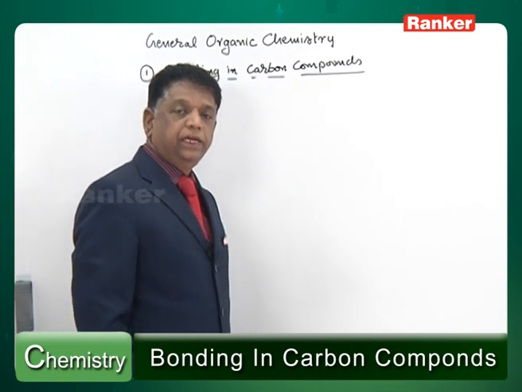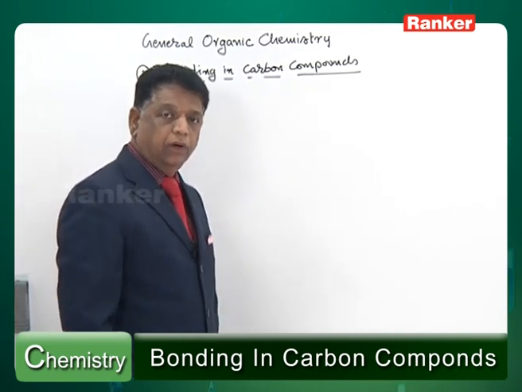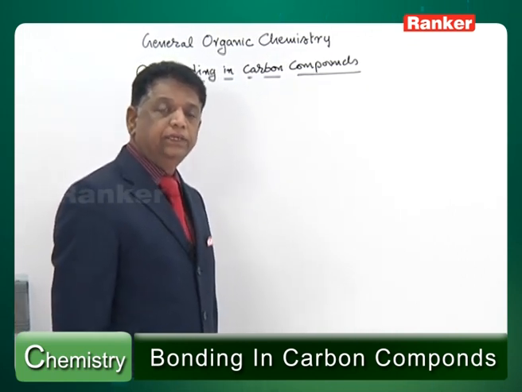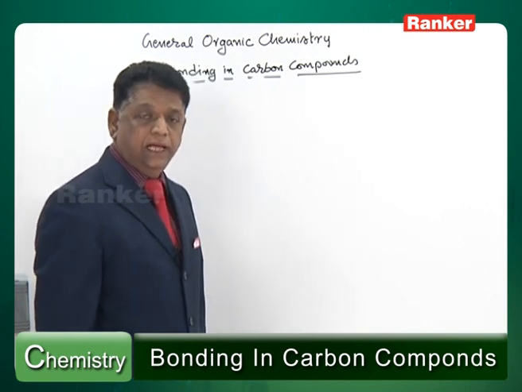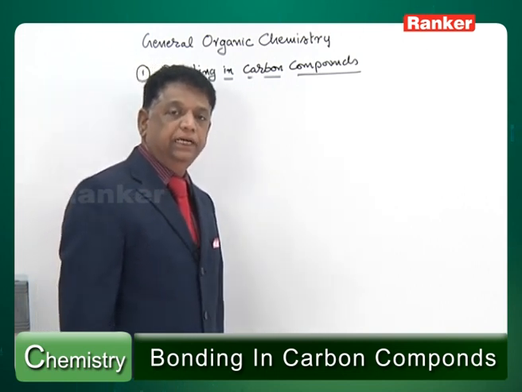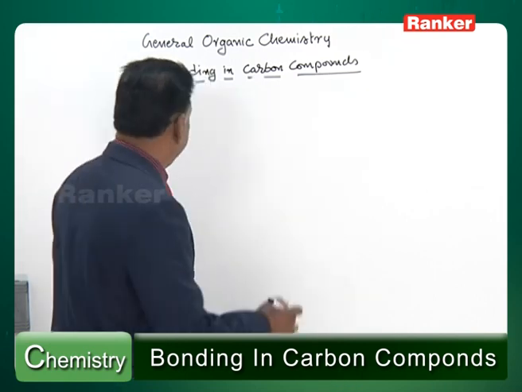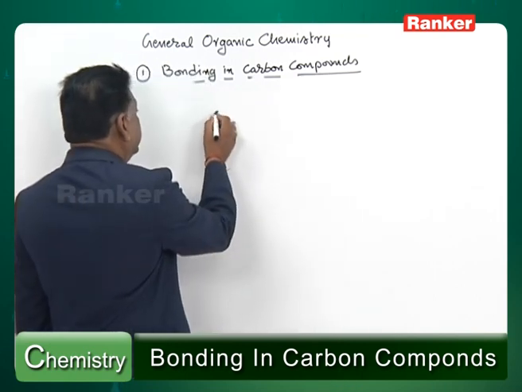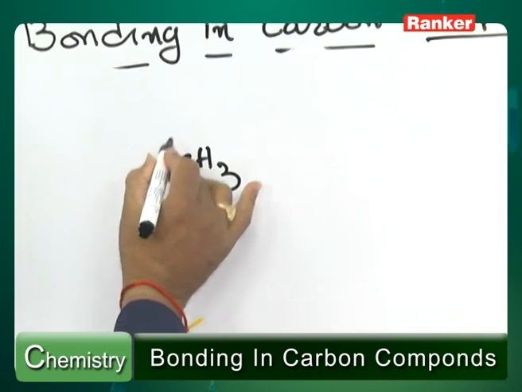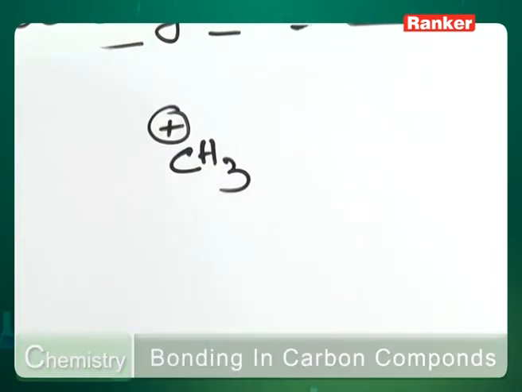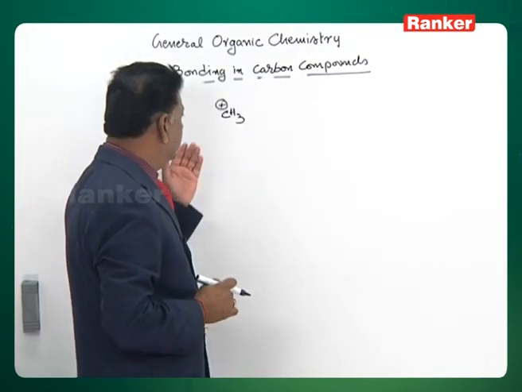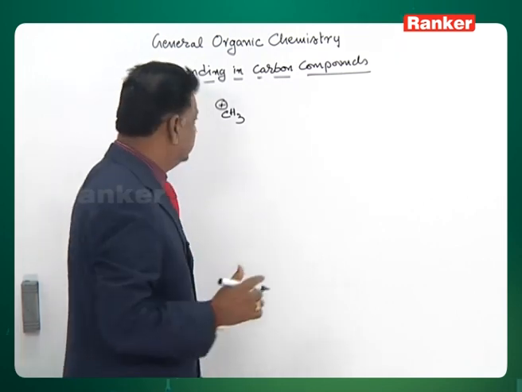Now, the hybridization is not only in the molecules, but let us also examine the hybridization of the intermediate species like charged species and free radicals. One such hybridization is in the CH3 plus. This is a carbocation, and the smallest one is CH3 plus.